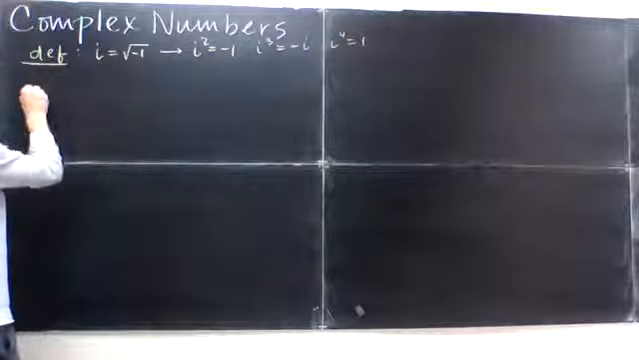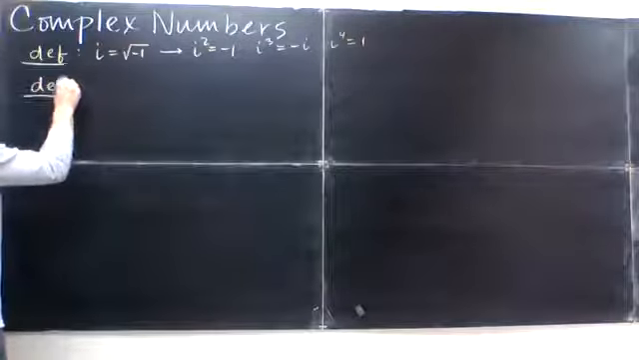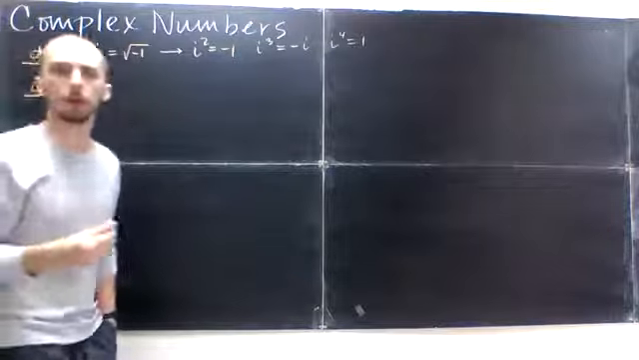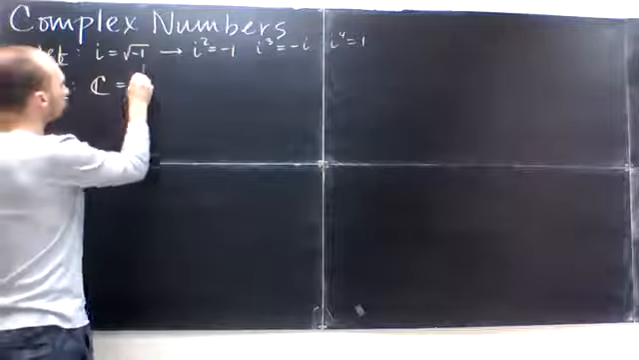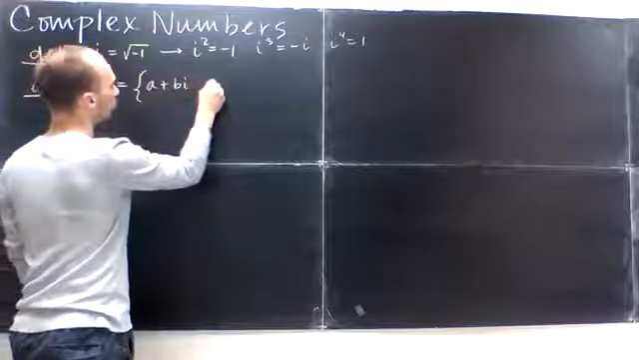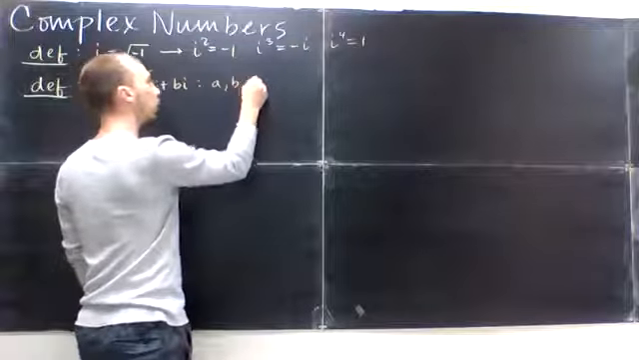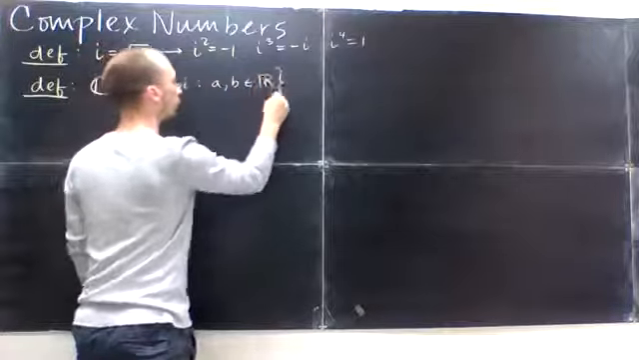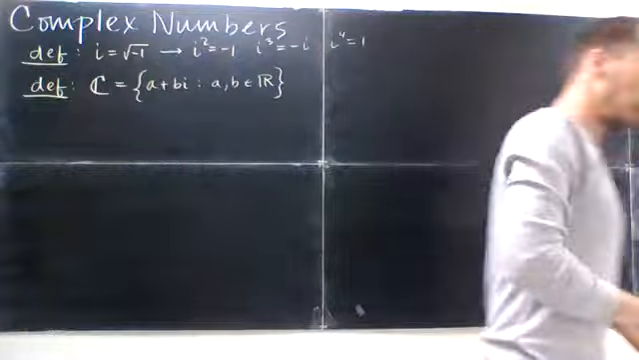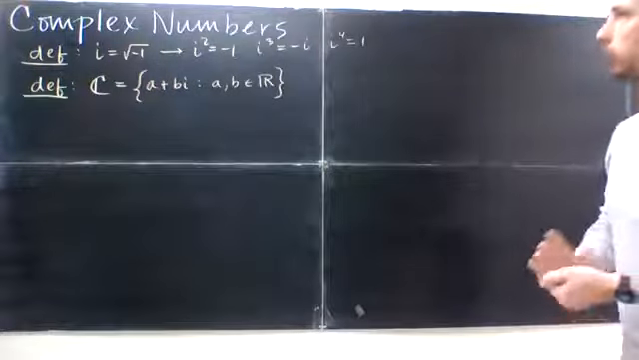Let's talk about the complex plane. We're going to define C to be the set of all complex numbers. So C is the set of all a plus bi for which a and b are real numbers. And of course, this i is that i right there. Okay, what does this look like? I'll draw you a picture of C.